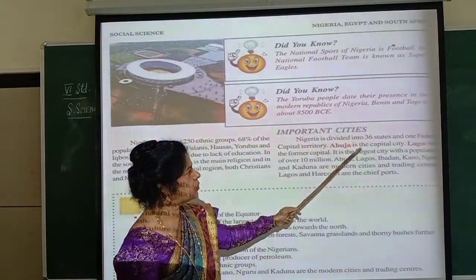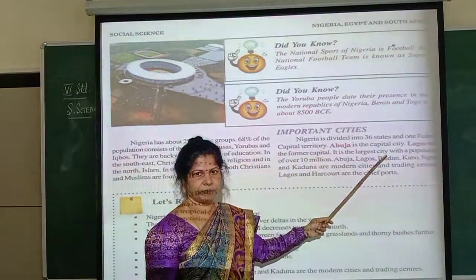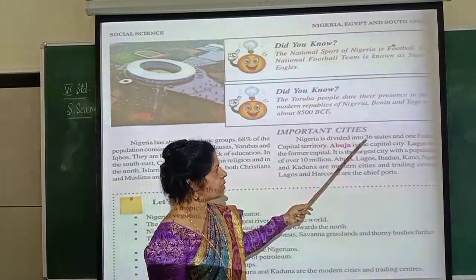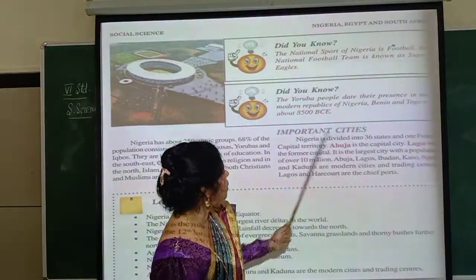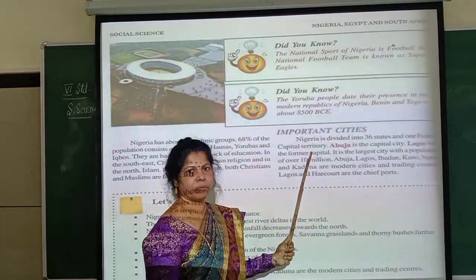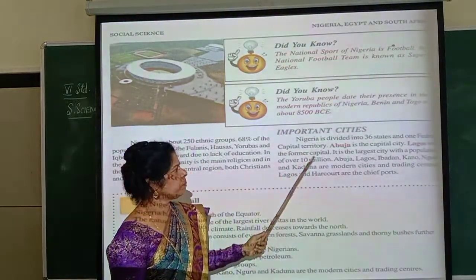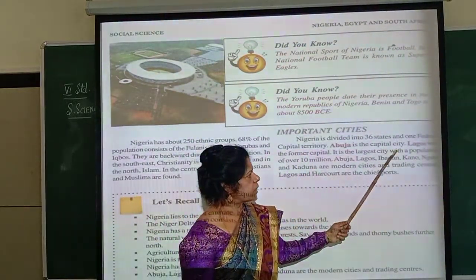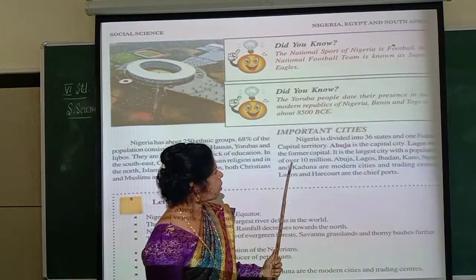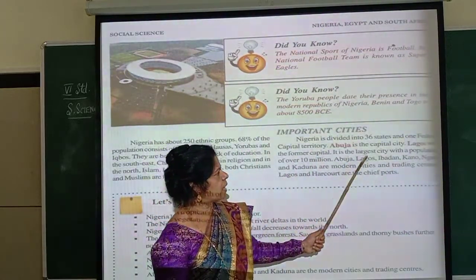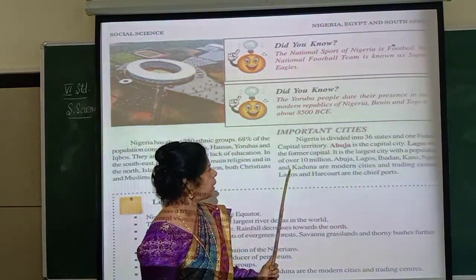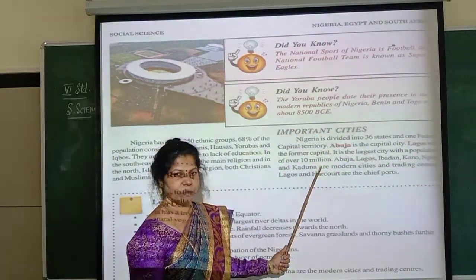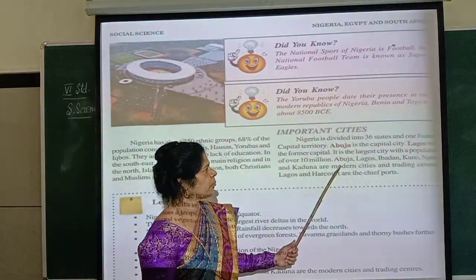Nigeria is divided into 36 states. Nigeria itself is divided into 36 states and one federal capital territory. Abuja is the capital city. Lagos is the former capital. It is the largest city with a population of over 10 million. Big population it is, 10 million.